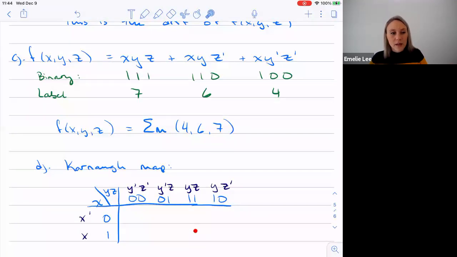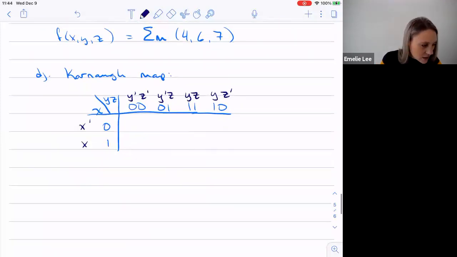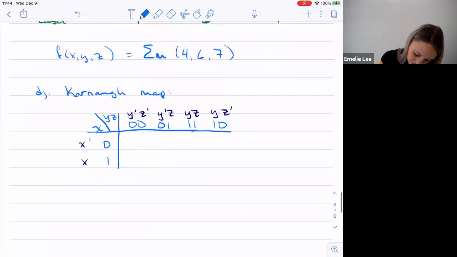I actually prefer the labels. I find that they're a little bit easier, especially if you remember 0, 1, 2, 3, 4, 5, 6, 7. Right? It's kind of fun to zip around like a little bee around here. So we've got 0, 1, 2, 3, 4, 5, 6, 7.